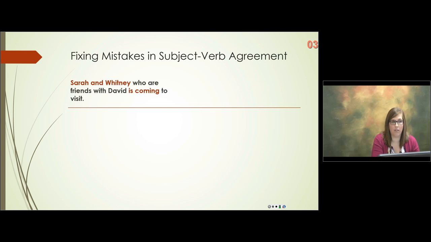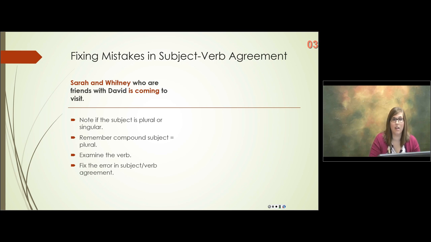Sarah and Whitney, who are friends with David, is coming. This one is pretty obvious to native speakers of English, and I really wanted to include an example like this because if you have a phrase, and this is actually an adjective phrase, who are friends with David, you may have even lengthier phrases in between your subject and your verb. So your subject may have one part, but then it's got things after it that describe it or elaborate on it a little bit, and then comes in your verb.